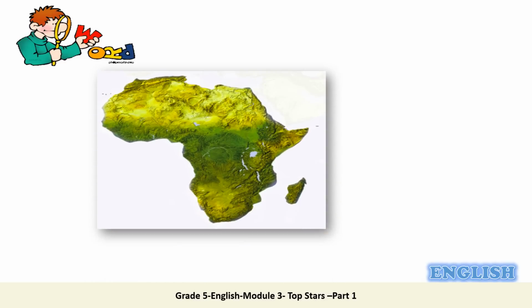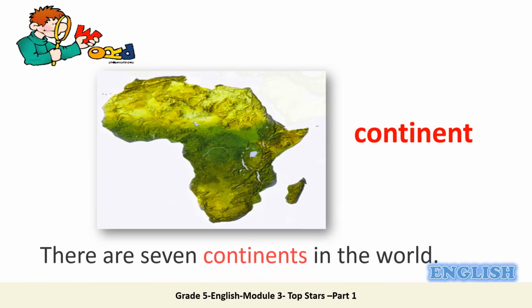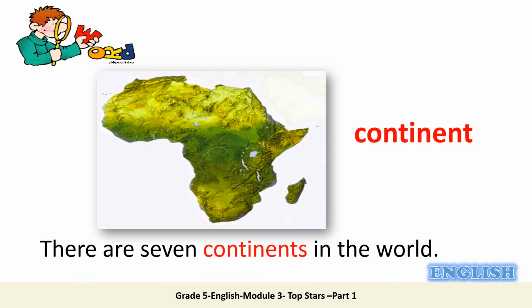Can you tell me what is this? It's a large area of land. We call it continent. There are 7 continents in the world. So continent here is a noun.